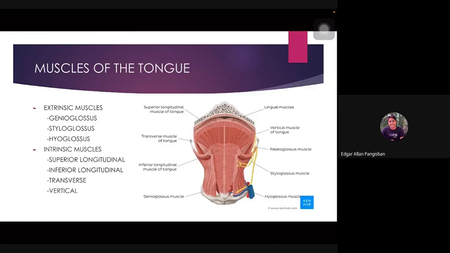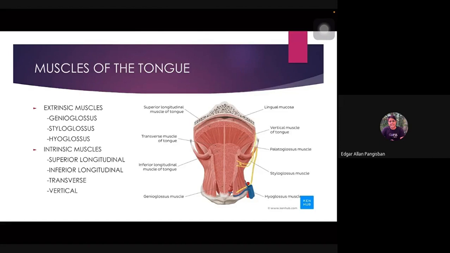However, for the intrinsic muscles, their main purpose or their main action is just to change the dimension or the size of the tongue. For example, you're going to elongate the tongue, you're going to narrow down the tongue, or you're going to widen the tongue. Okay, so that is just most of the action of your intrinsic muscles.